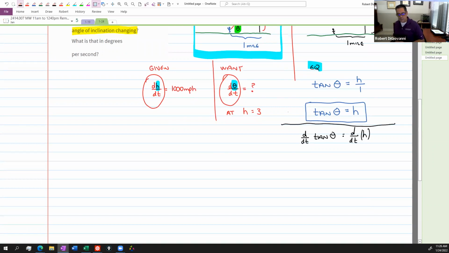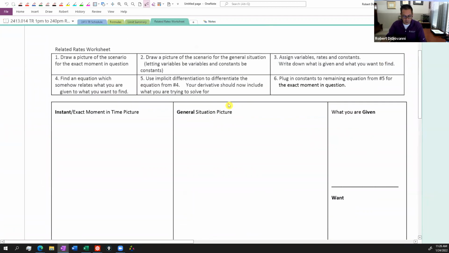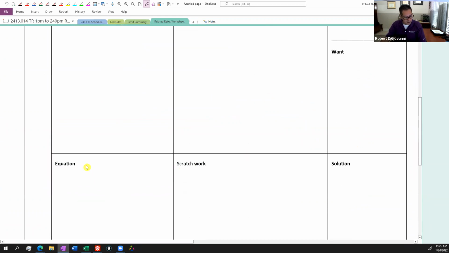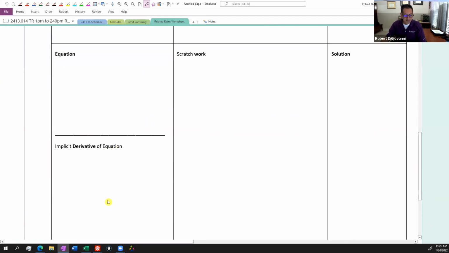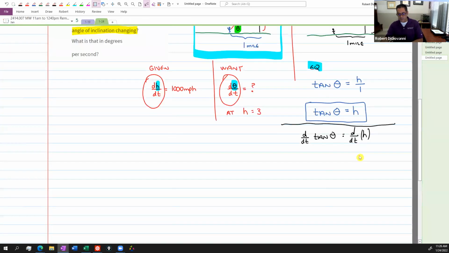Okay, so now I'm doing implicit here. And like I said, that little cheat sheet that I give my Cal 1 students, we draw the instant in time, the general picture. What do we give them? What do we want? Here's the equation, implicit derivative. We have to take the implicit derivative. And then the rest of this is just so we can do scratch work. But let's see here. So I need the derivative. Okay, good. This should be not that bad.